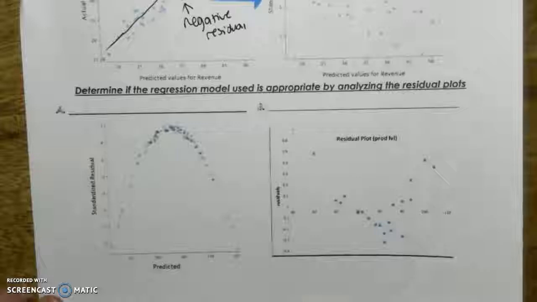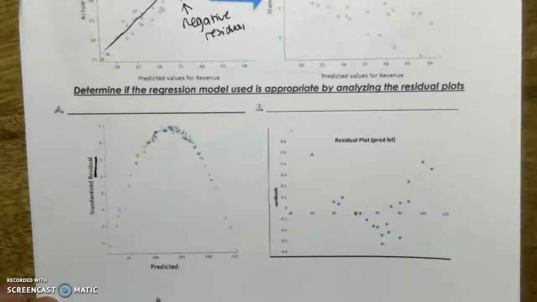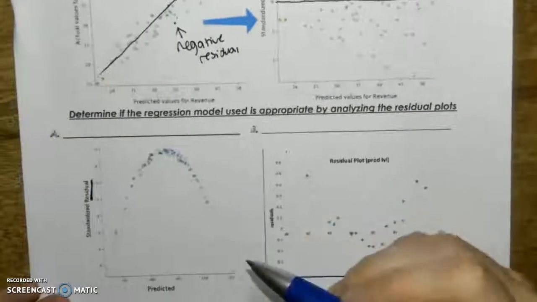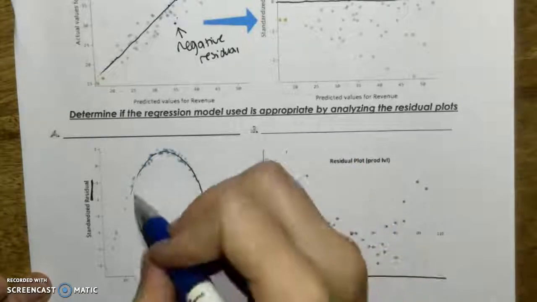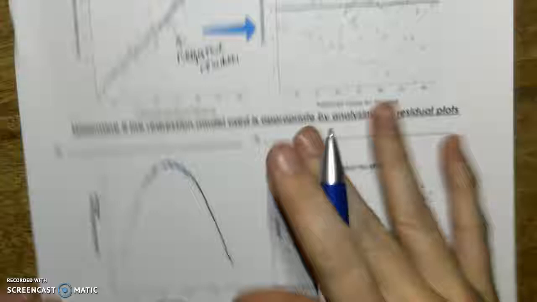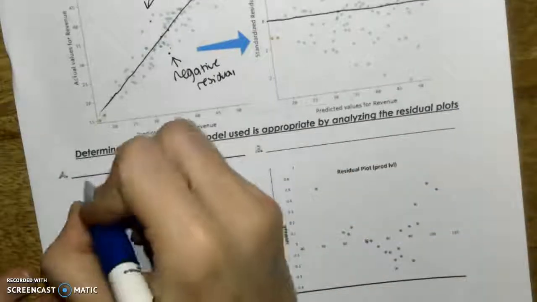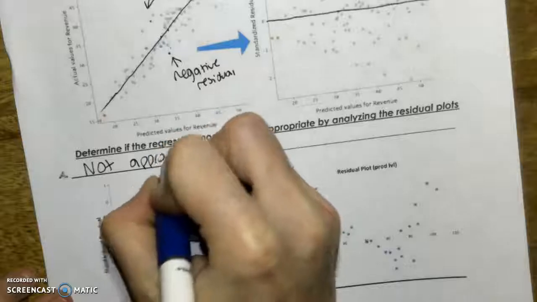Looking at this, these are all residual plots, and I want my residuals to look random. Does this look random to you? No, it does not. It looks like a curved pattern, and we don't want that. If I have a curved pattern, I need to consider a different model. So I'm going to say not appropriate. Our regression model is not appropriate.